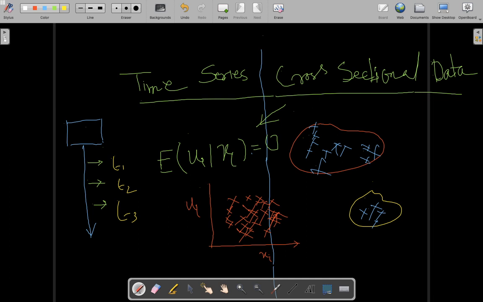In another lecture that I'm going to share with you, I'm going to talk about the Gauss-Markov assumptions in detail for cross-sectional data, and I'm going to compare those assumptions with time series. So what should be the equivalent Gauss-Markov assumption for time series data? These are theoretical underpinnings, and we need to understand them. Once we understand them, we'll go into further detail about the other aspects of time series.